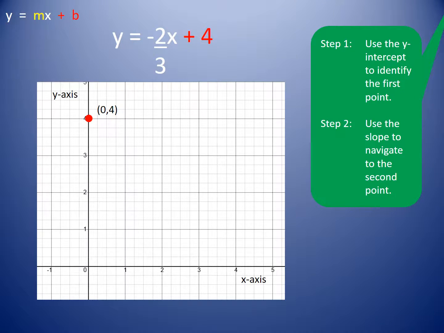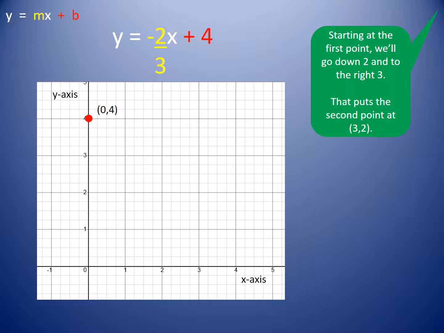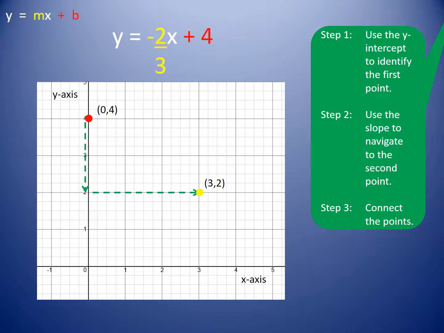Step 2, we'll use the slope to navigate to the second point from the first point. Starting at the first point, we'll go down 2. We go down this time because the 2 is negative. So we're down 2, and we go to the right 3. That puts the second point at the coordinates (3, 2). Lastly, step 3, we connect the points, and we're done.